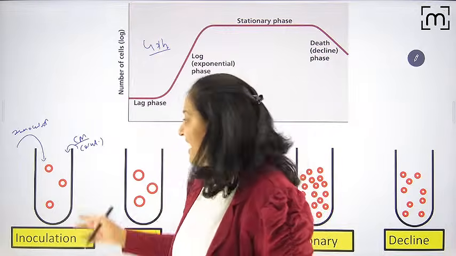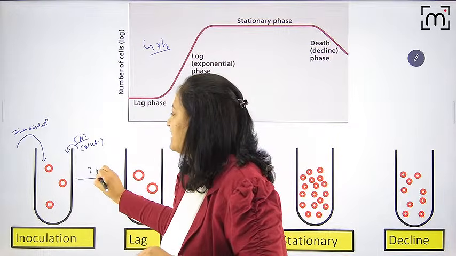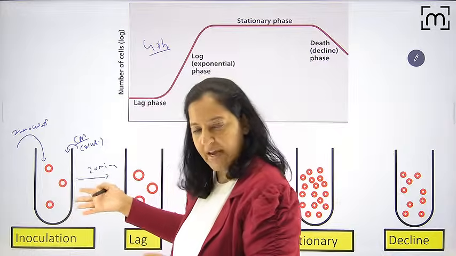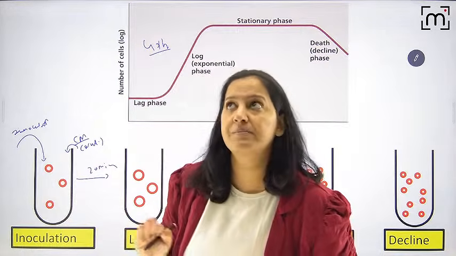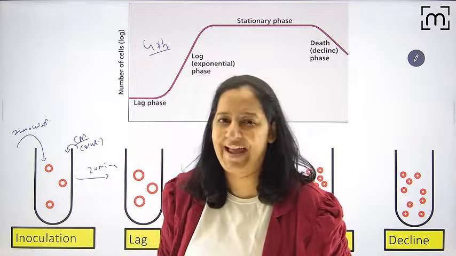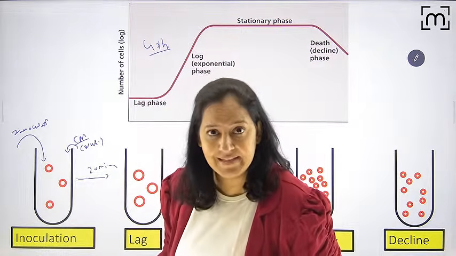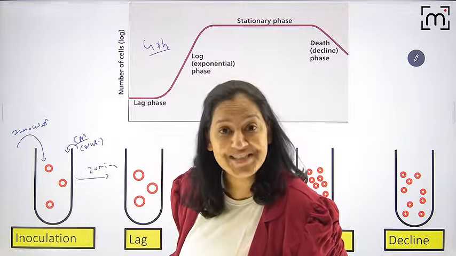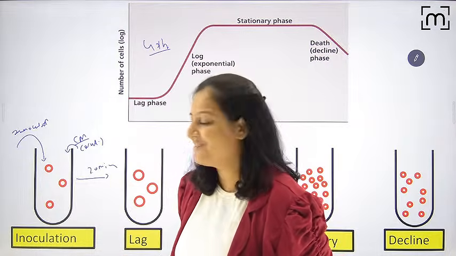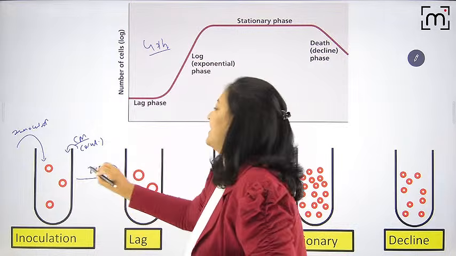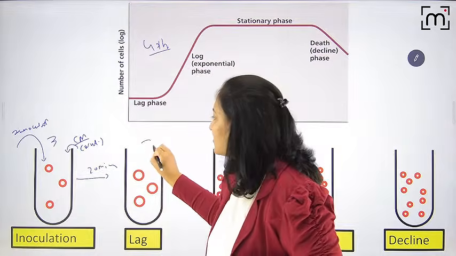My expectation is that as soon as I put it, 20 minutes, it should divide. From 3, they should be 6. From 6 to 12, 12 to 24, and so on. They should keep on dividing. But what is the reality? Reality is not always matching with our expectation. Yes or no? So in reality, they are still 3.